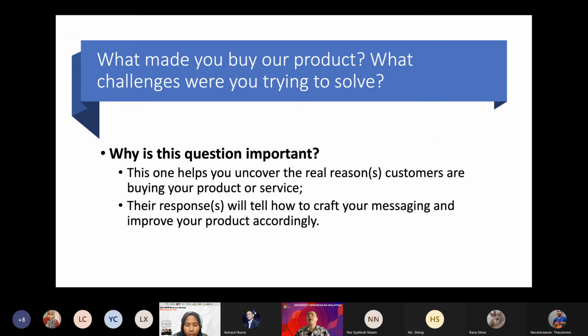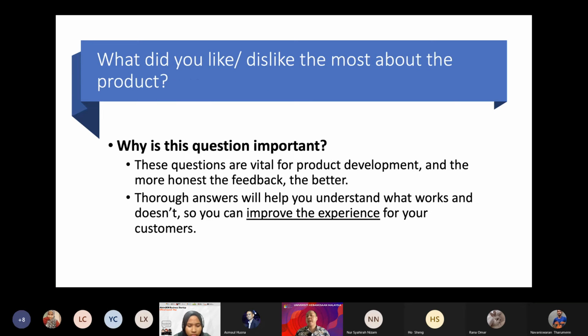And next, what made you buy our product? Okay, what challenges were you trying to solve? This question is important because this is the only time for you to reflect on your product, whatever you have designed, and to help you uncover the real reason customers are buying your product or service, because this is the genuine reason why they will stay with you or why they will run away and never come back to you. And then, what did you like or dislike most about the product?